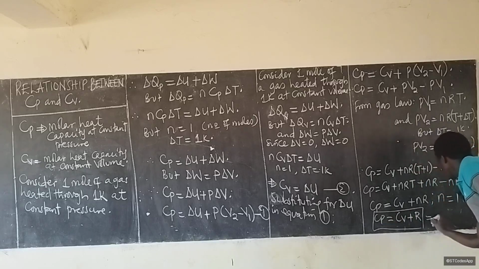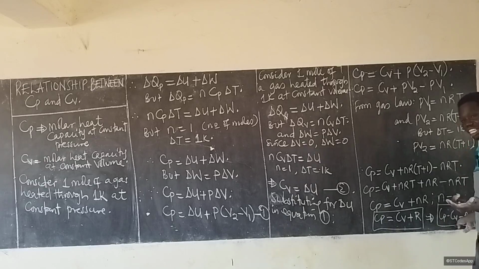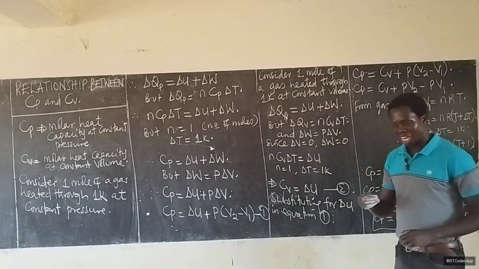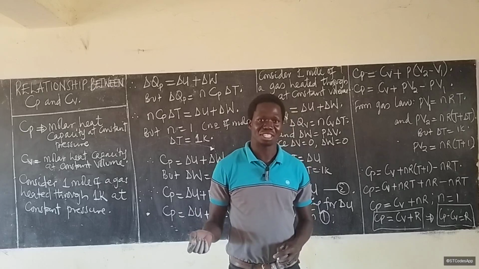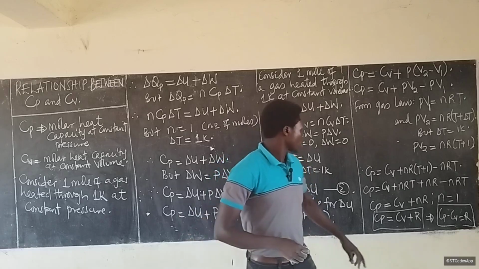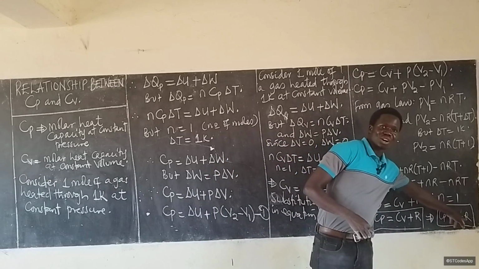So I can rewrite this as C_P minus C_V equal to R, where this R is, not the molar heat capacity, it's actually the molar gas constant, and its value is known as 8.31. Now, it means that for any gas, its C_P is always more than its C_V, such that when you subtract C_V from C_P, you get R, which is the molar gas constant.